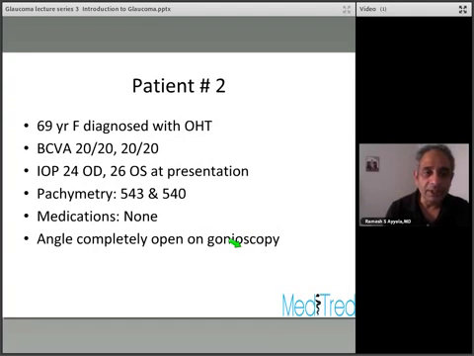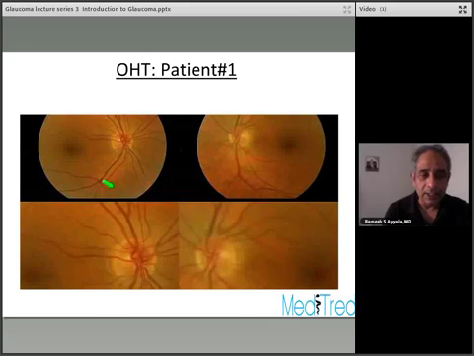So here is a patient in my own practice with ocular hypertension. Vision 20/20, intraocular pressures at presentation were 24 in the right eye and 26 in the left eye. Pachymetry was normal at 543 and 540. He was on no medications, angle completely open on gonioscopy. And as you can see here, optic nerves are completely normal. In fact, these optic nerves have very small cupping, as you can see here.